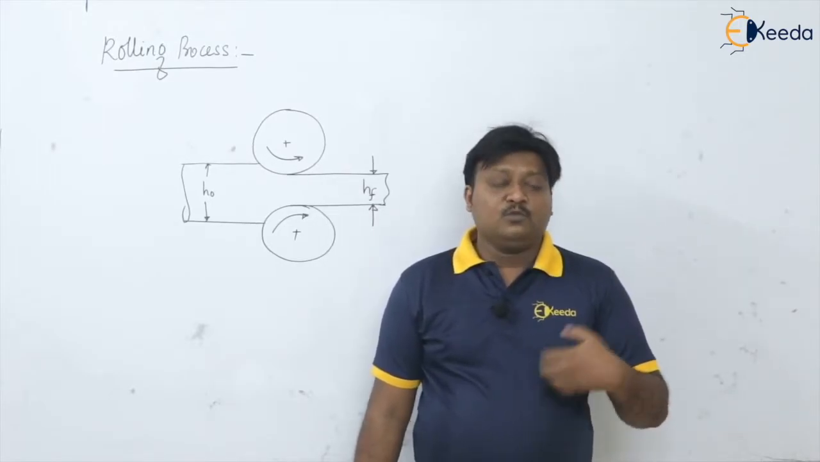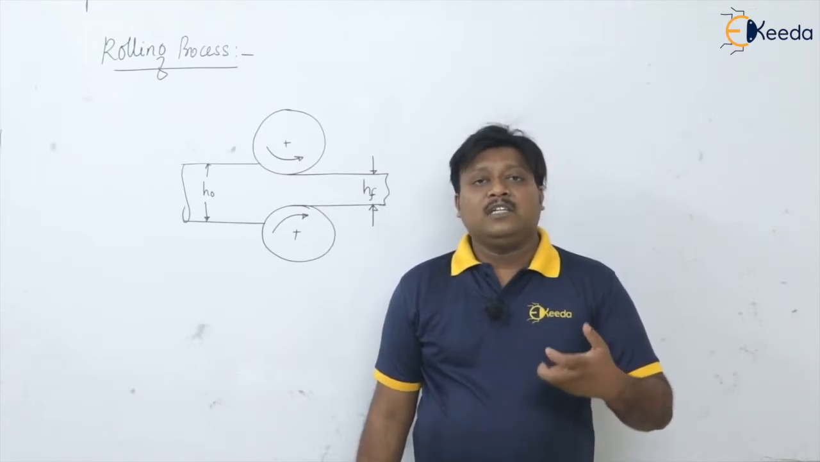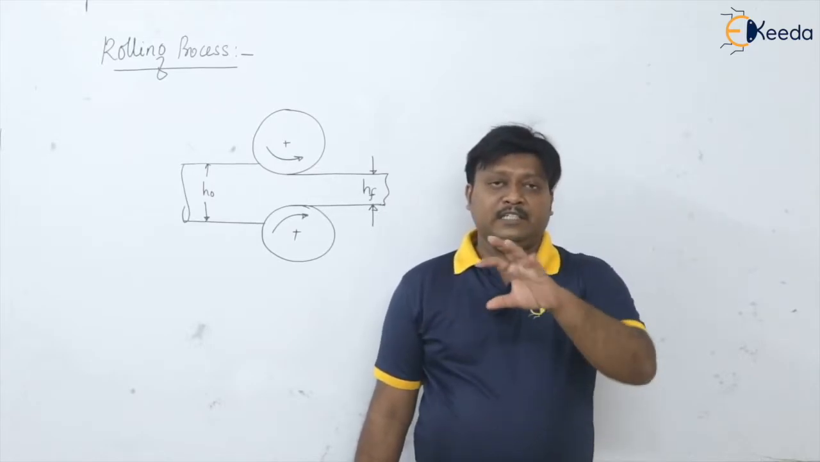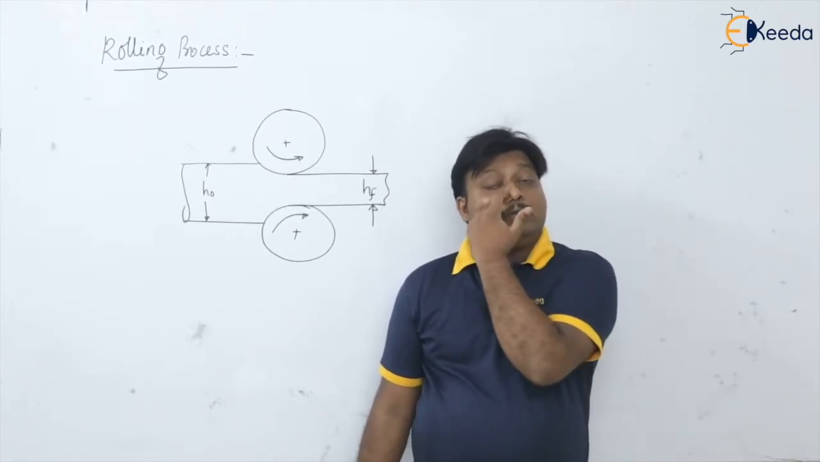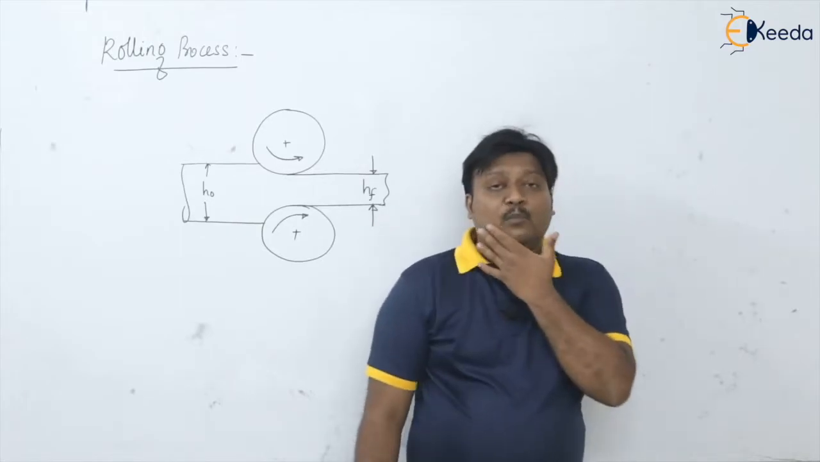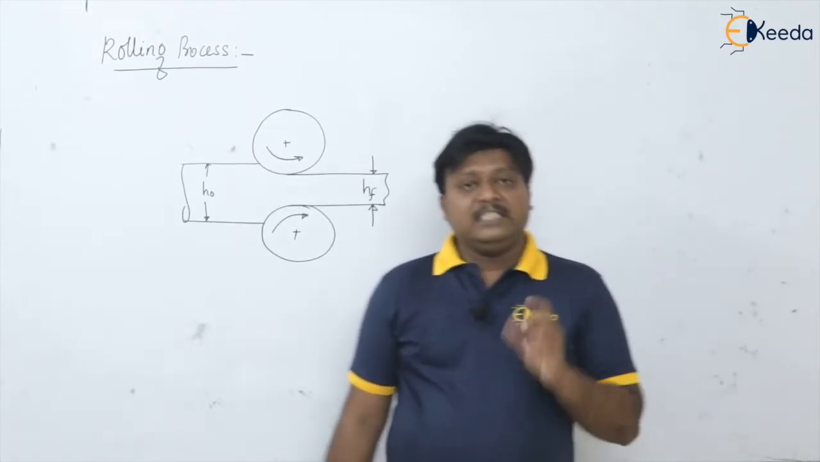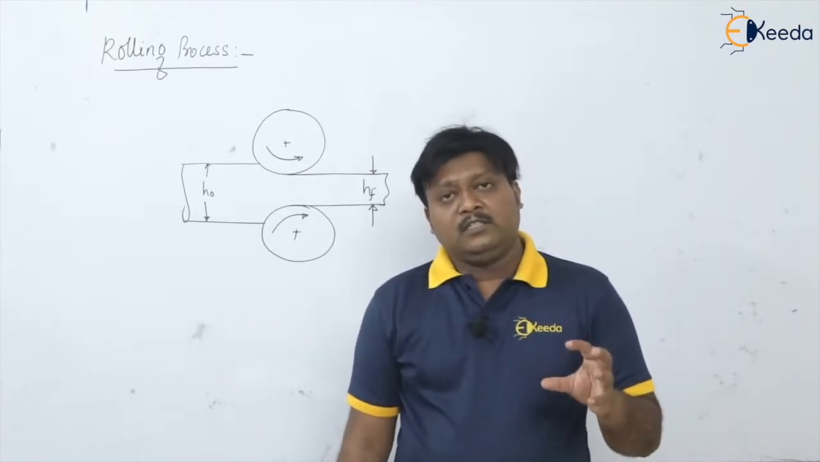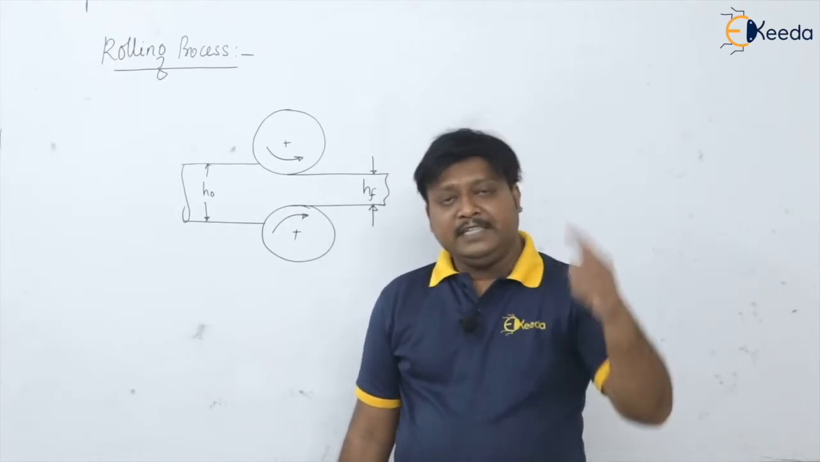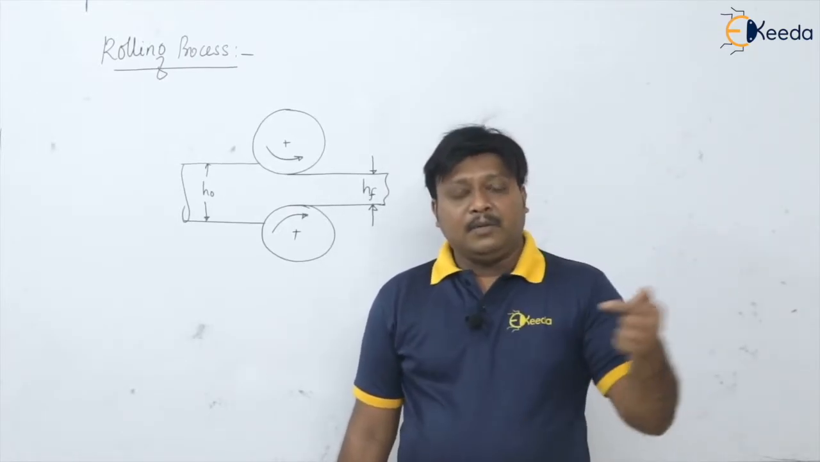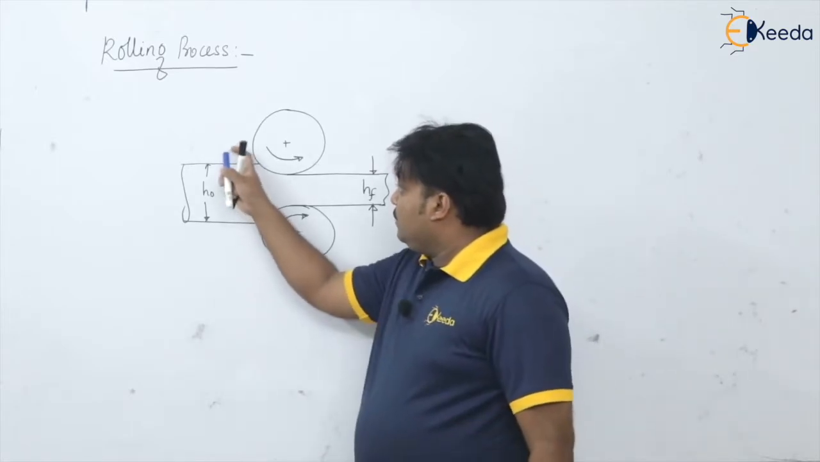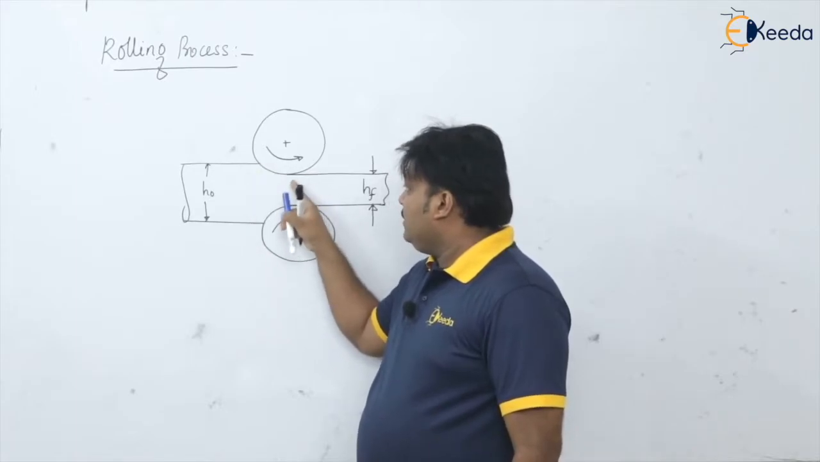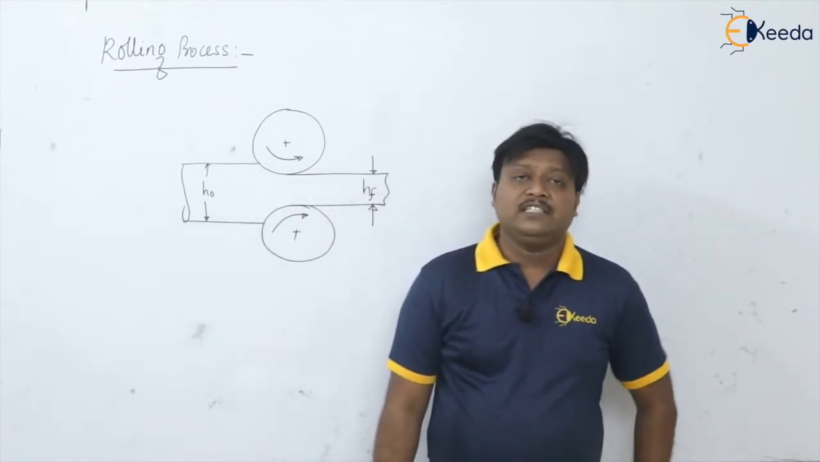For the manufacturing of railway wagon wheels, if you get it as a single part, that can also be produced by the rolling operation. So this is a simple definition and some introductory part about rolling. These rollers are rotating and we supply the material between the two rollers, so that because of the deformation you get a reduction in thickness.